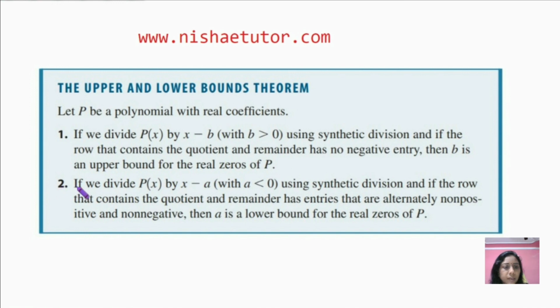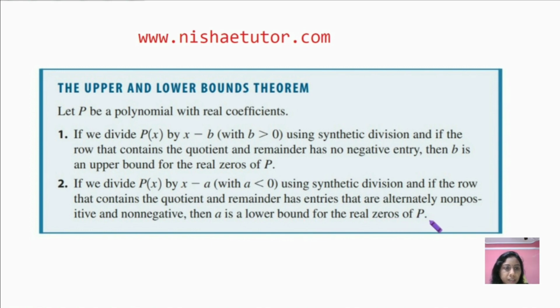And second rule, if we divide P(x) by x minus a, with a less than 0, it means a is negative, using synthetic division, and if the row that contains the quotient and remainder has entries that are alternately non-positive and non-negative, then a is a lower bound for the real zeros of P.